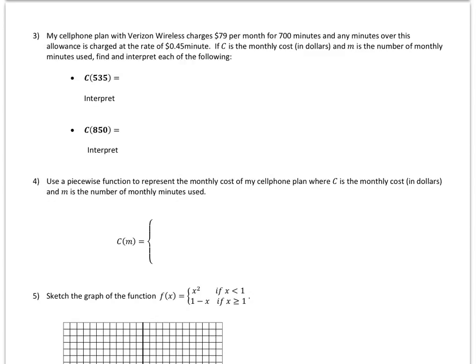Well, in this case, just $79, because 535 is less than the 700 that I pay for, so this is 79. So to interpret: 535 minutes costs $79.